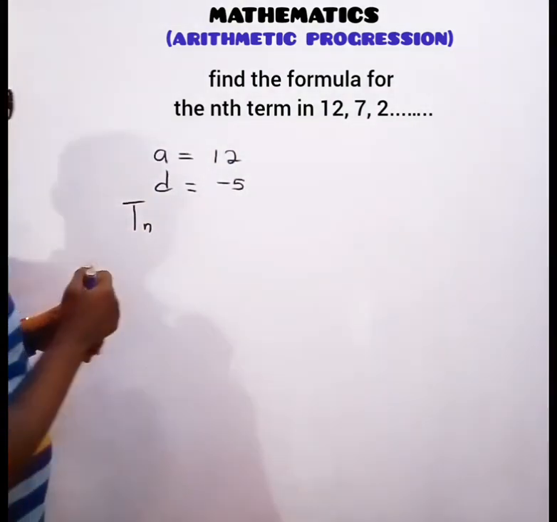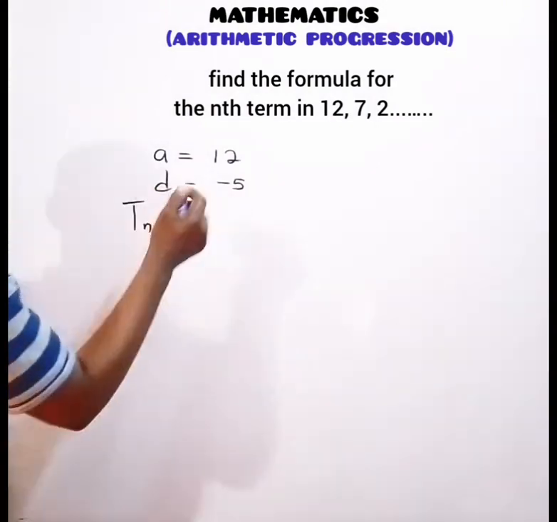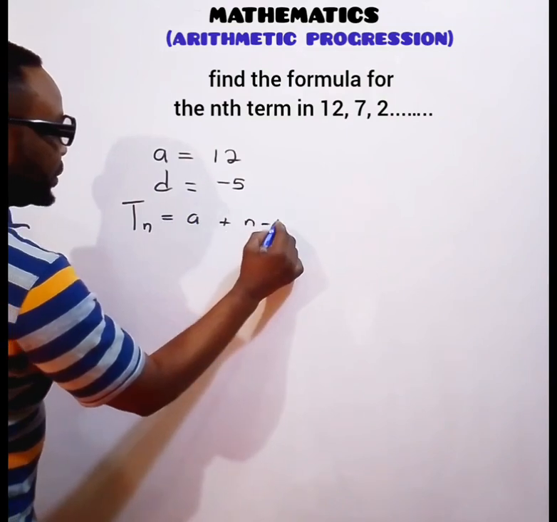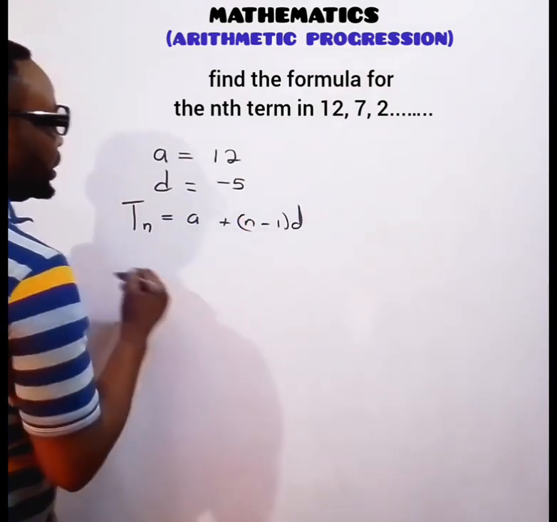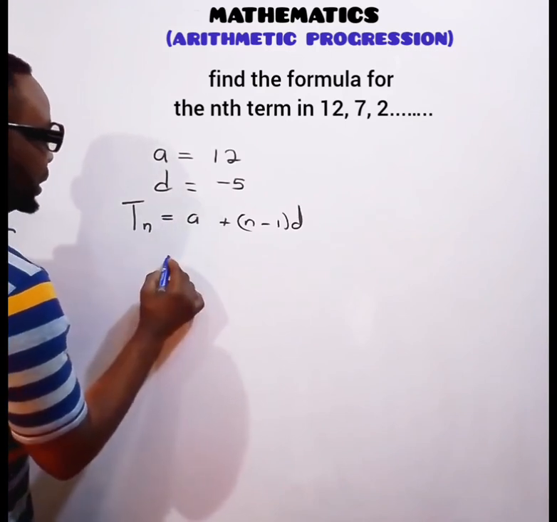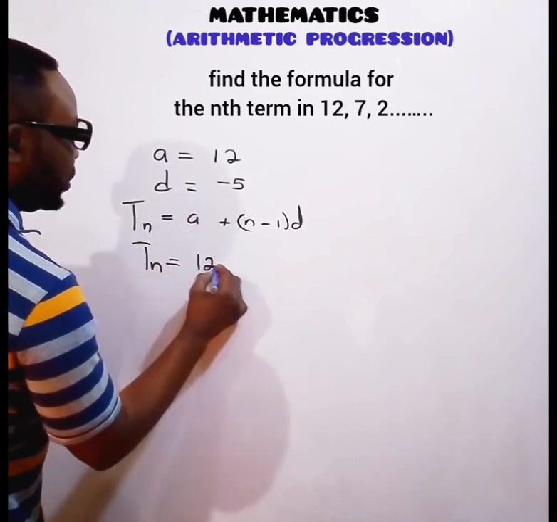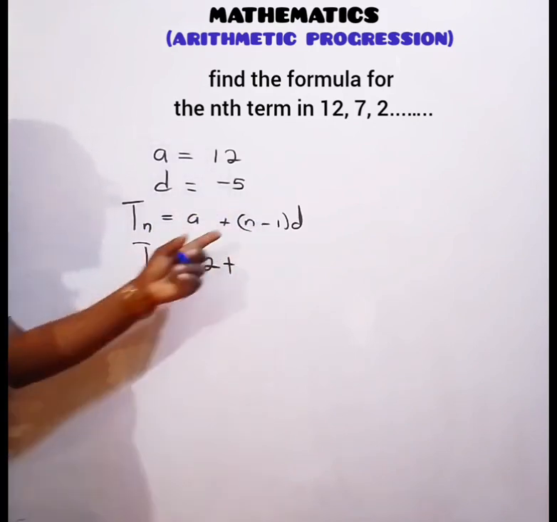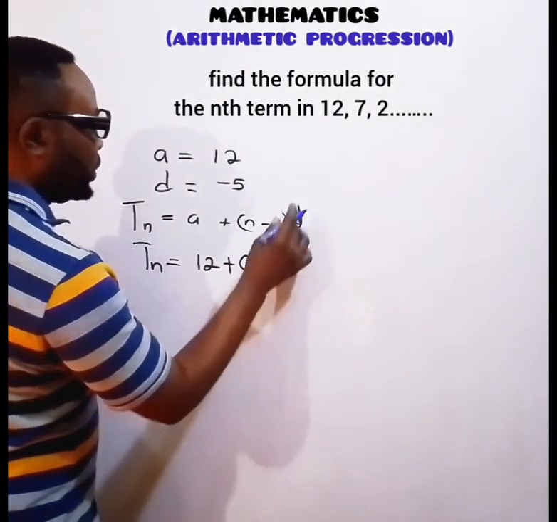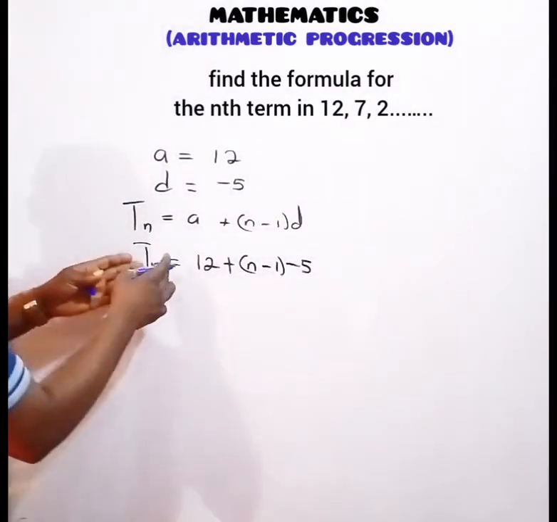Now, in this case, we are asked to find the formula for the nth term. Tn is given to us to be equal to a plus n minus 1 into bracket of d. In this question, we can see that Tn is equal to, what is the value of our a? 12 plus, but we are not given the value of n, we put it there, n minus 1 into bracket of what? Minus 5. You left it that way.